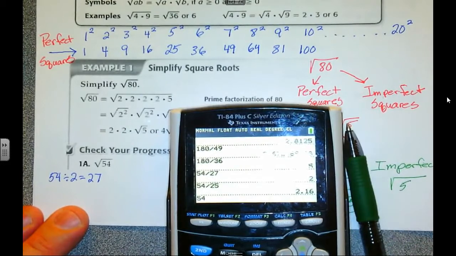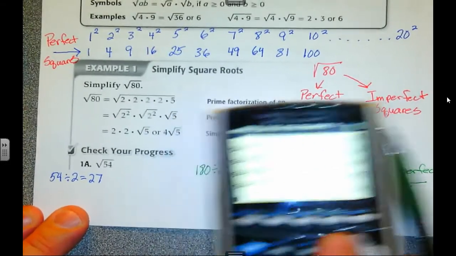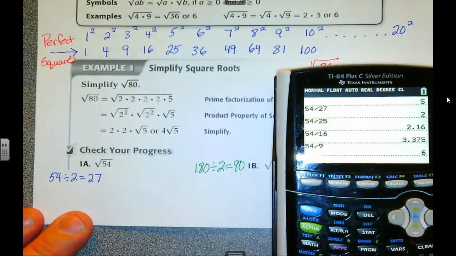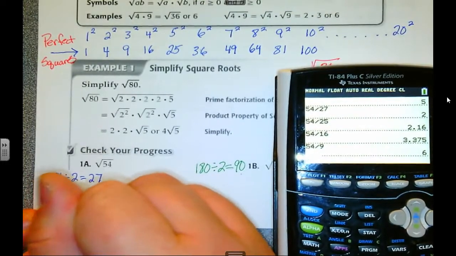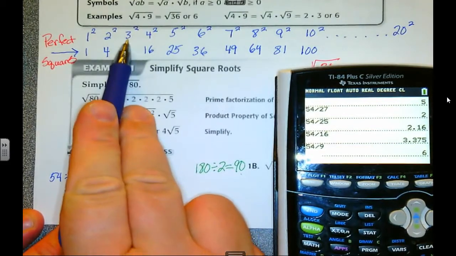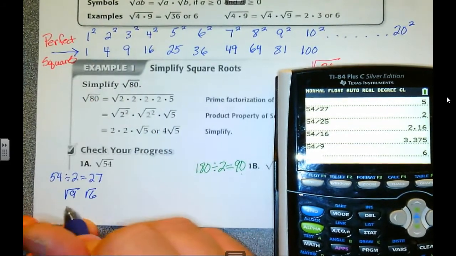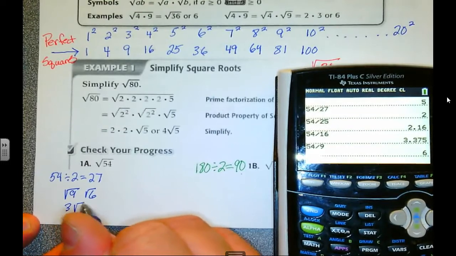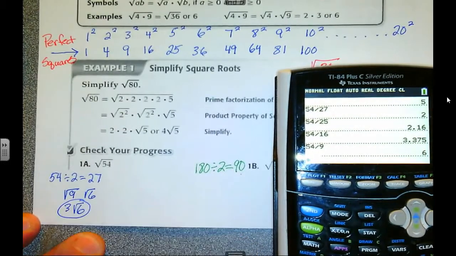54 divided by 16, decimal. 54 divided by 9, 6. So there's my perfect square. Square root of 9 times the square root of 6. The square root of 9 is 3. Square root of 6. Here's my answer. Now, the book does show you another way.